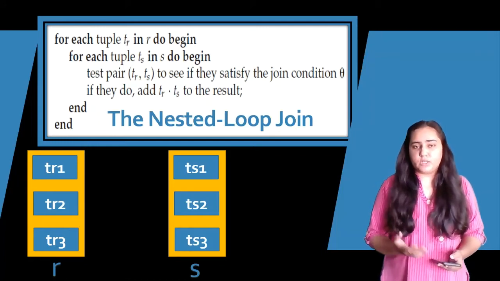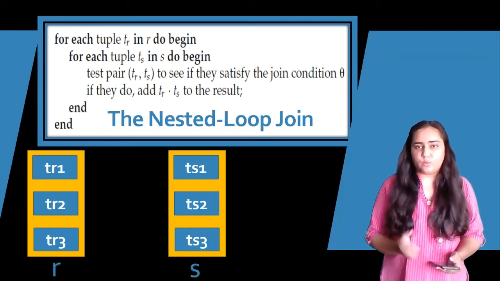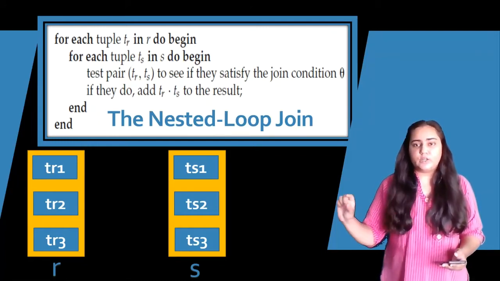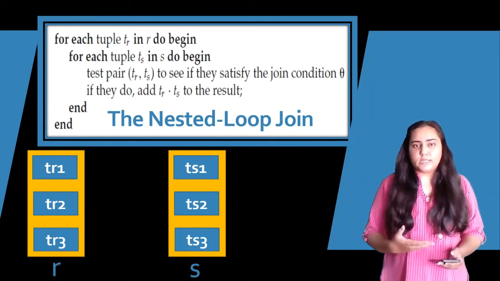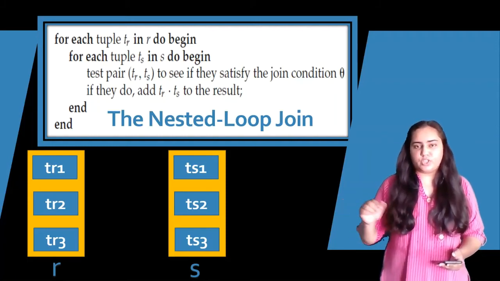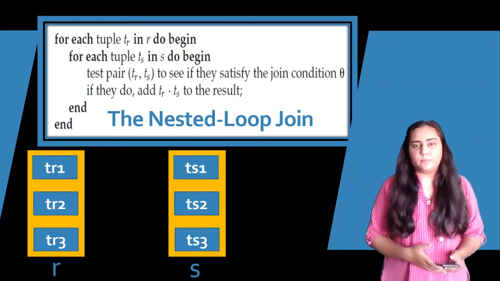And remember that when I say tr1, it is not one value, it is an entire row. So you need to remember that it is an entire row containing all the columns, which gives you values for all the columns.